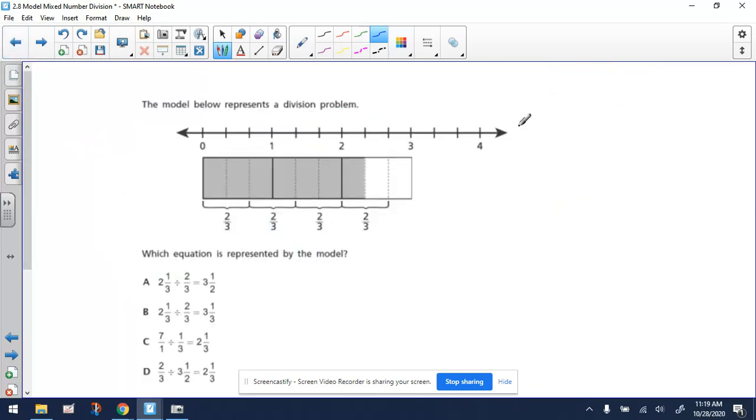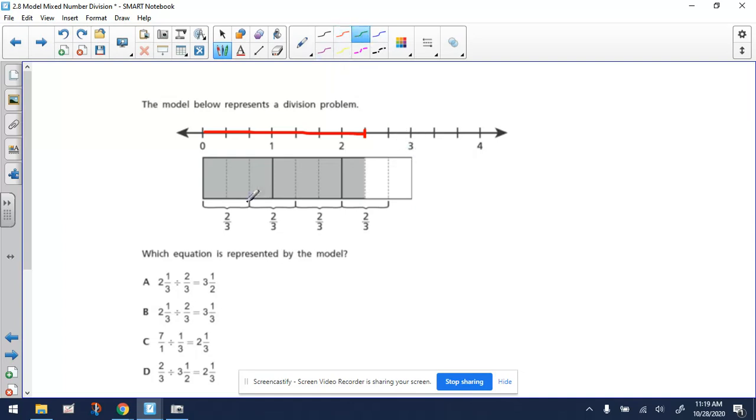All right, let's take a look at a question like this, because I think this one's a little bit tricky. It says the model below represents a division problem, and they want to know which equation is represented by the model. Now, let's first figure out what we have. So what we have is what they're showing you in this gray area, right? If we were to look at that on the number line, that's equal to this amount, right? And wouldn't that be 2 1/3? Isn't that 2 1/3 on the number line?